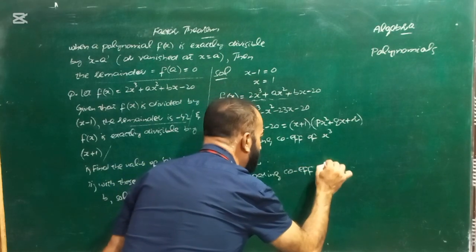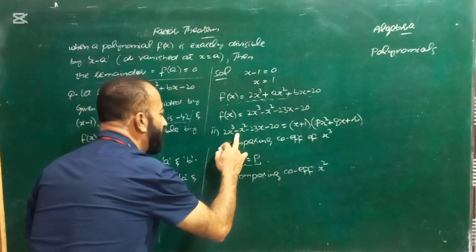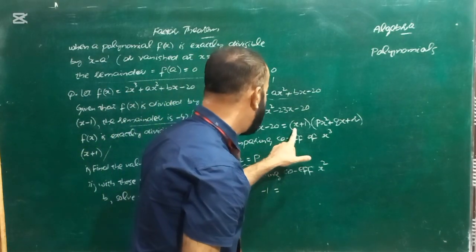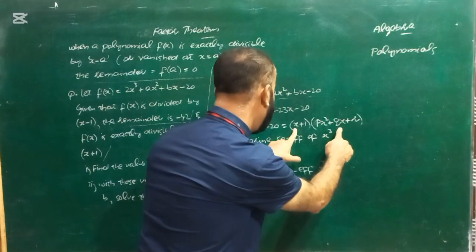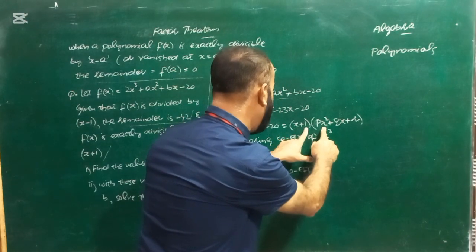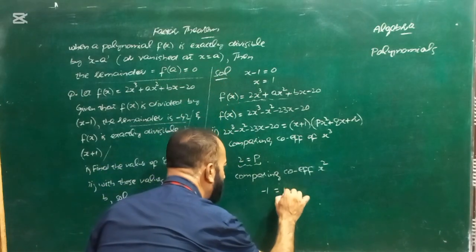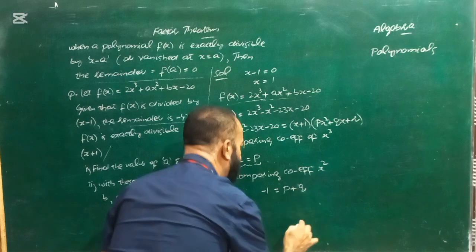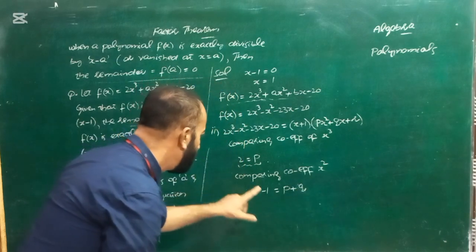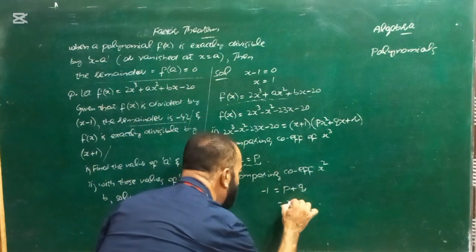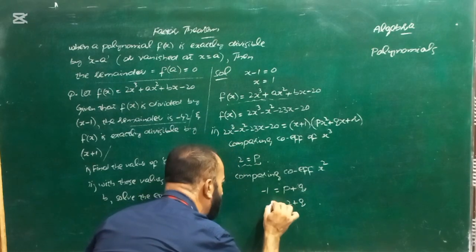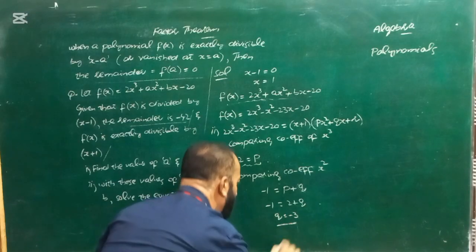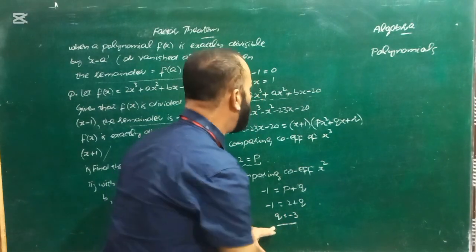Now comparing coefficient of x square. So on left hand side coefficient of x square is minus 1, and on right hand side it is q plus p. So p plus q is the coefficient of x square on the right hand side. P's value is 2, that will be put here. So 2 plus q is equal to minus 1. From here q will be equal to minus 3. So this is q's value.